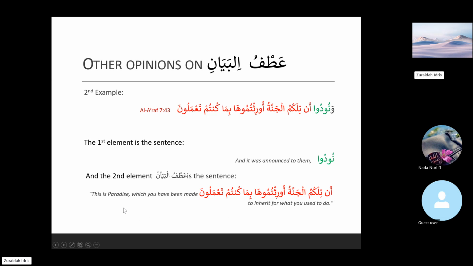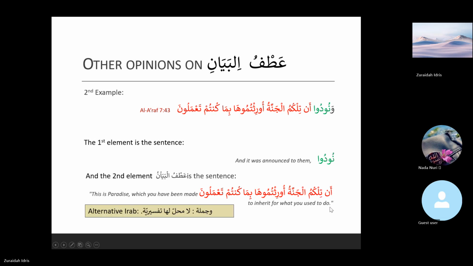Okay, this is paradise, which you have been made. Remember, whenever we use a pointer word, like this kum and all, it depends on who you are addressing. So this is obviously a group of people, so that's why we use tilkum. There are other rules to this, inshallah. So here, alternatively, we can say it's tafsiriyah. Yeah, tafsiriyah. It explains. We saw this word before.